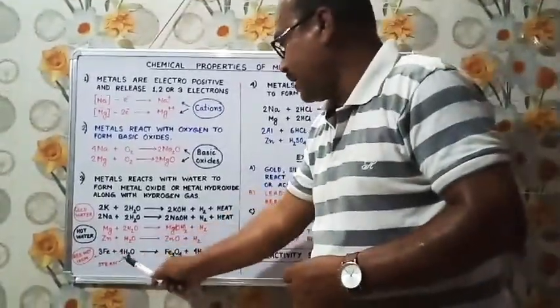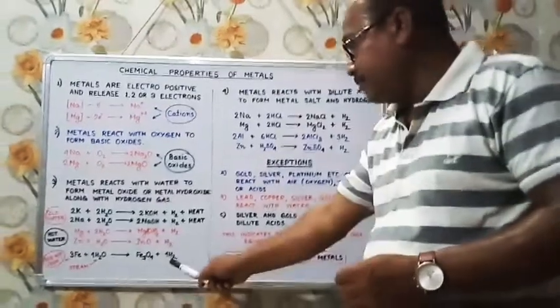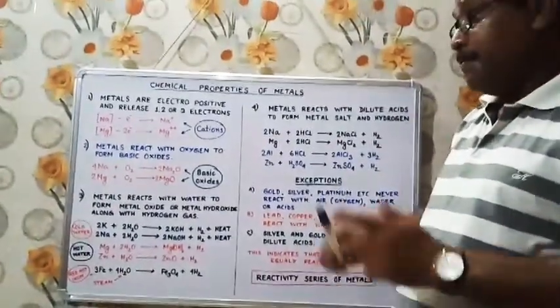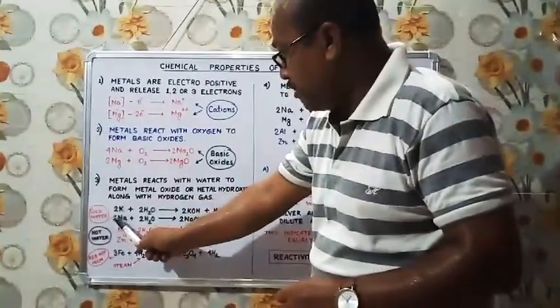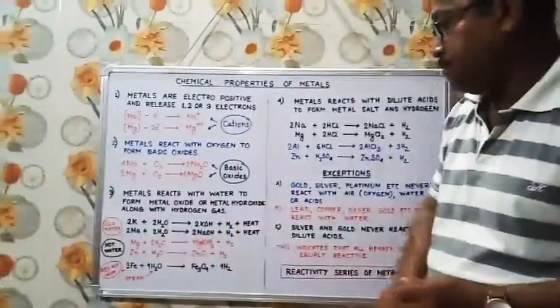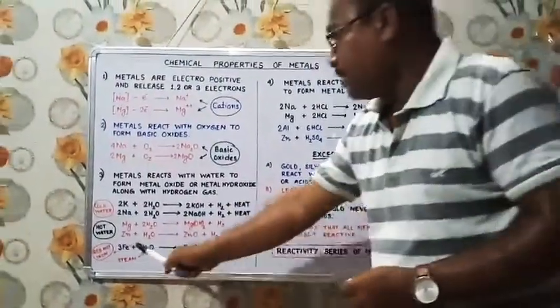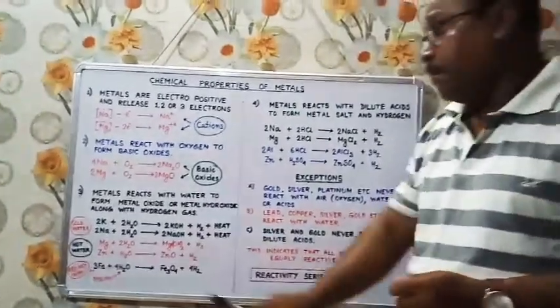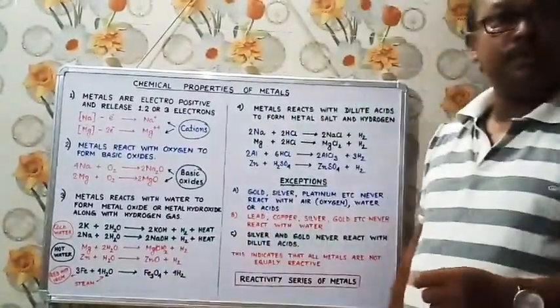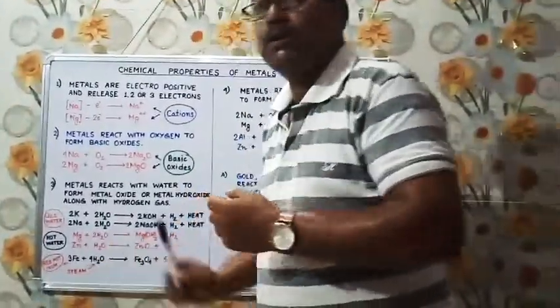It is another metal that can react with water to produce ferrosoferric oxide and hydrogen gas. Interestingly, you will see here sodium and potassium reacting with cold water, magnesium and zinc reacting with hot water, but iron will never react with cold or hot water. It needs steam, vapor, and the iron should be red hot.